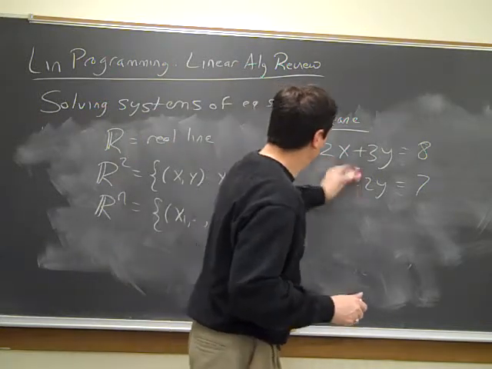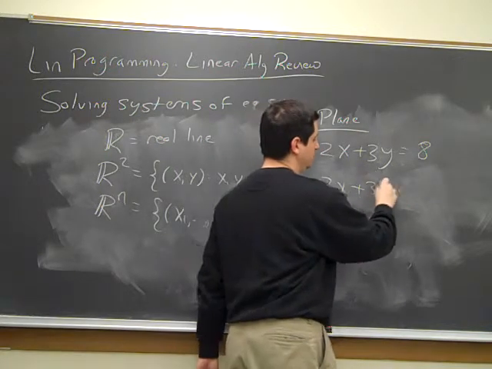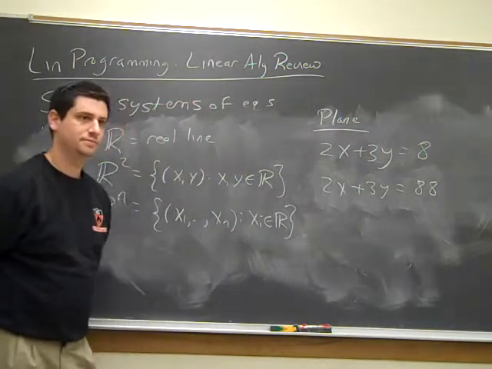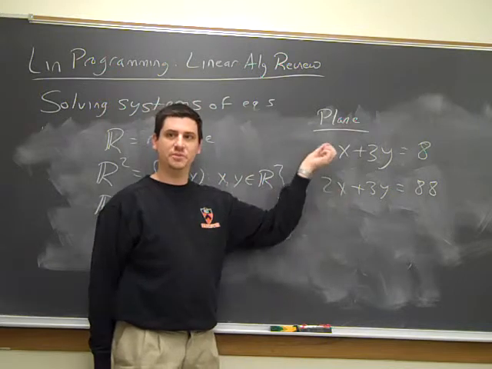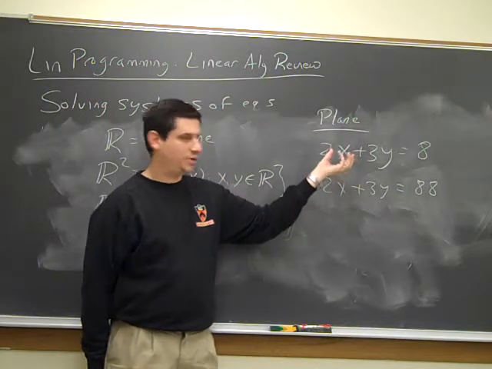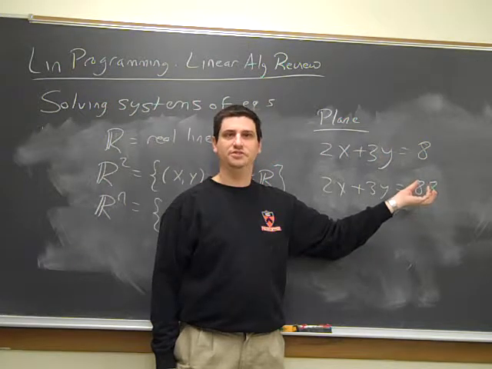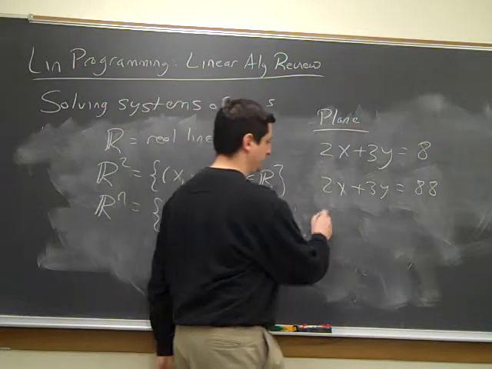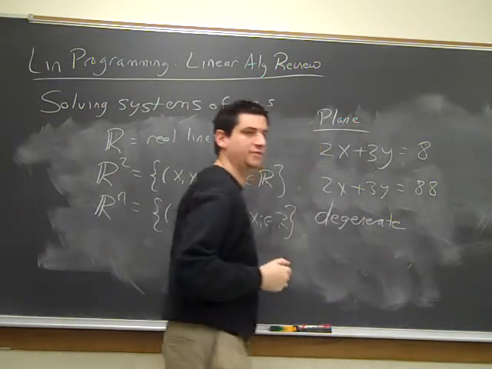What if instead my second equation was 2x plus 3y equals 88? Then there's no way, I see head shaking, that this can simultaneously be true. I want my point to satisfy this combination is 8, and that combination is also 88. And so sometimes you have degenerate cases. This is not the typical behavior.